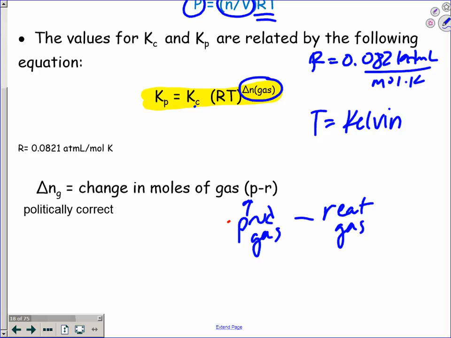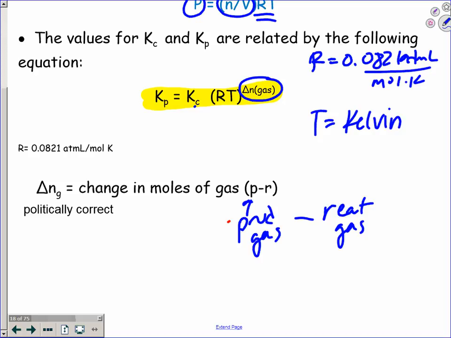At what point in time would Kc equal Kp? At what point, using this equation, would Kp equal Kc? When the overall change is 0, so the moles of gaseous reactants and moles of gaseous products are the same. Because anything raised to the 0 power is what? Anything raised to the 0 power is 1, so Kc multiplied by 1 would be Kp.